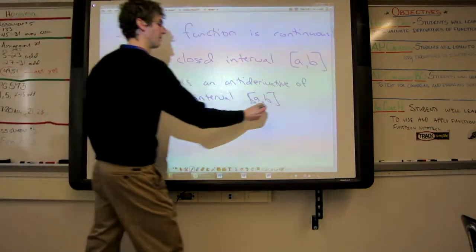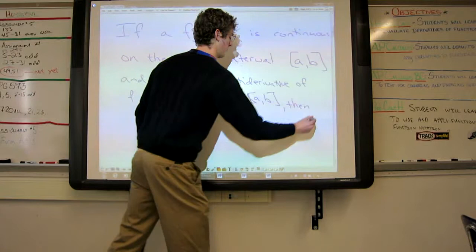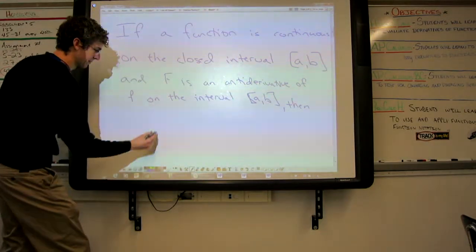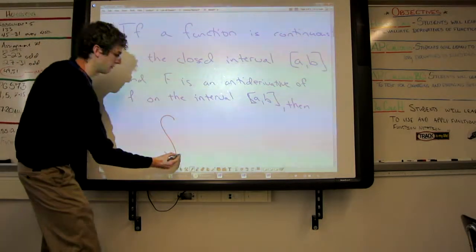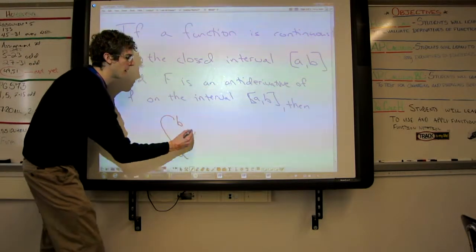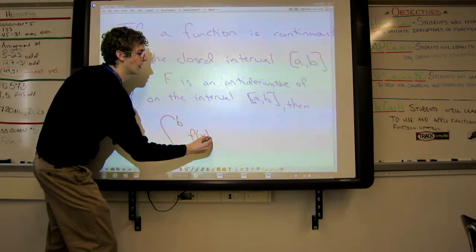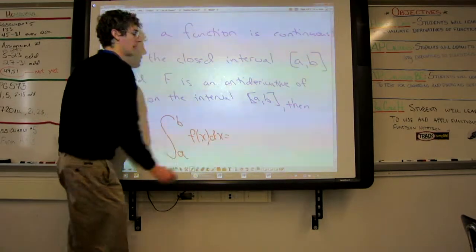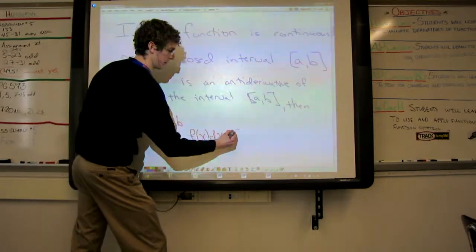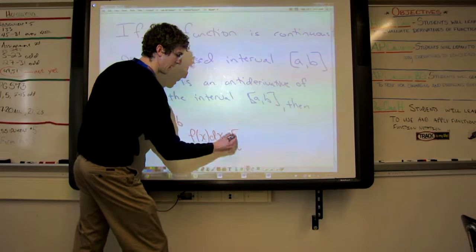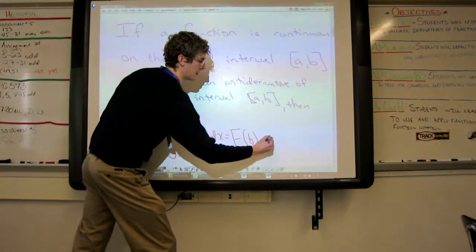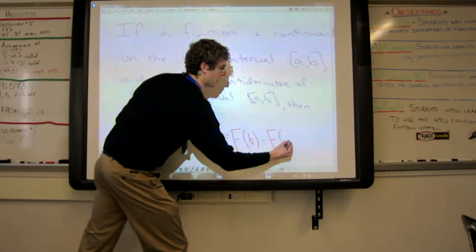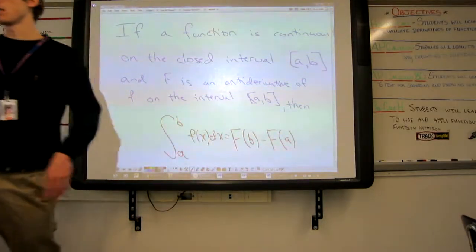Then, here's the theorem. The integral from a to b of f of x dx is equal to big F of b minus big F of a. All right, so write that down, and we'll talk about it.